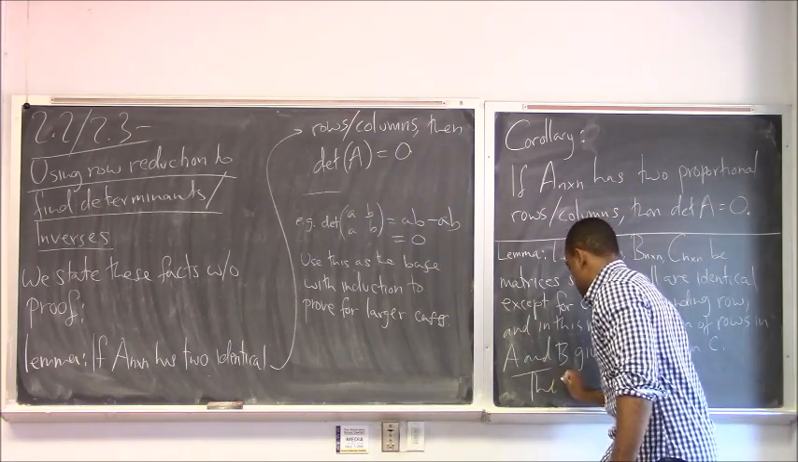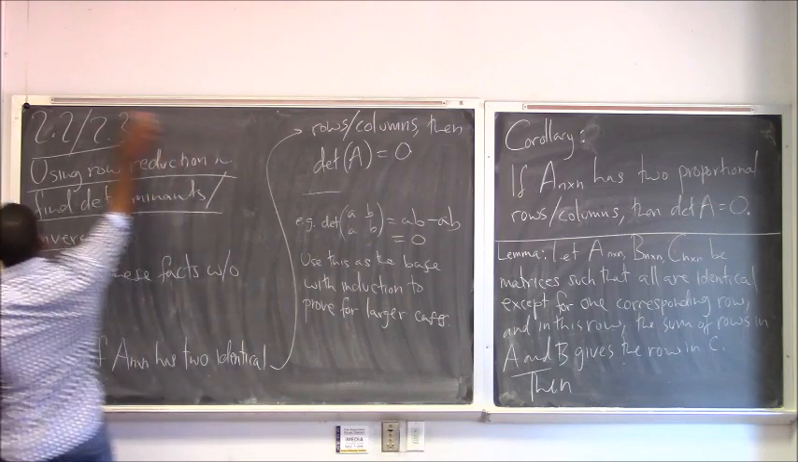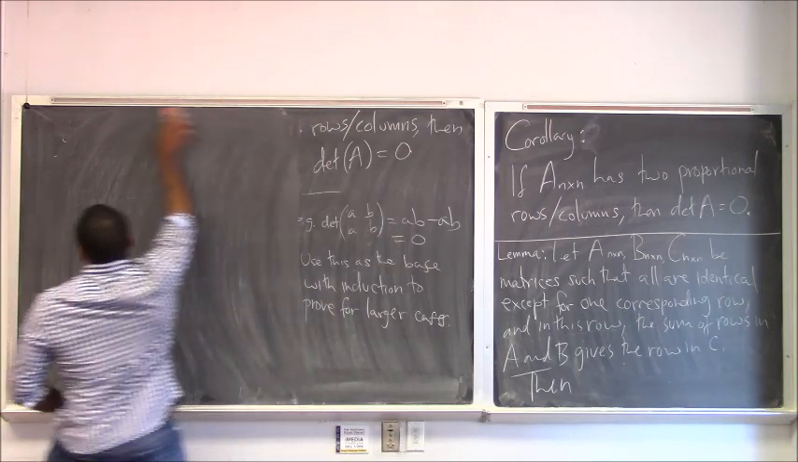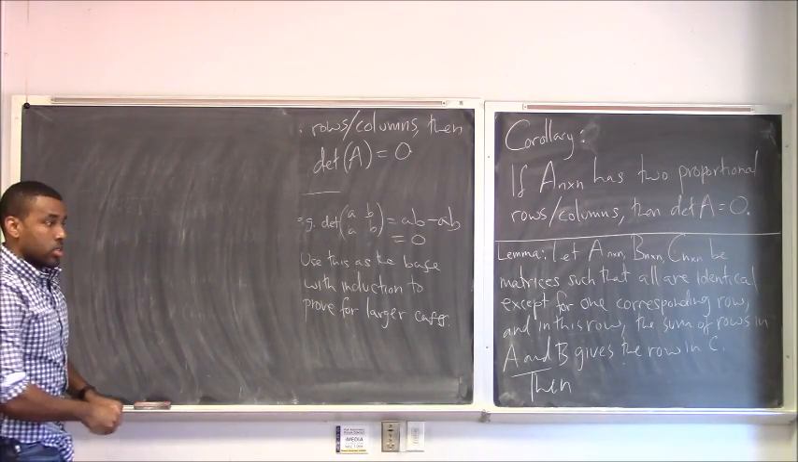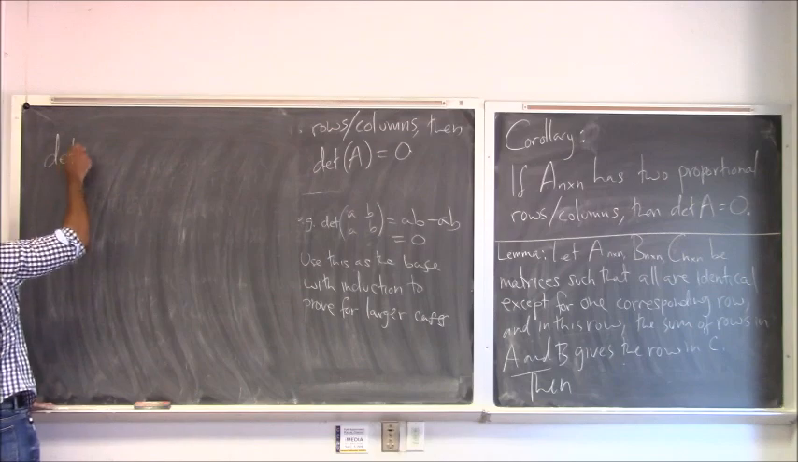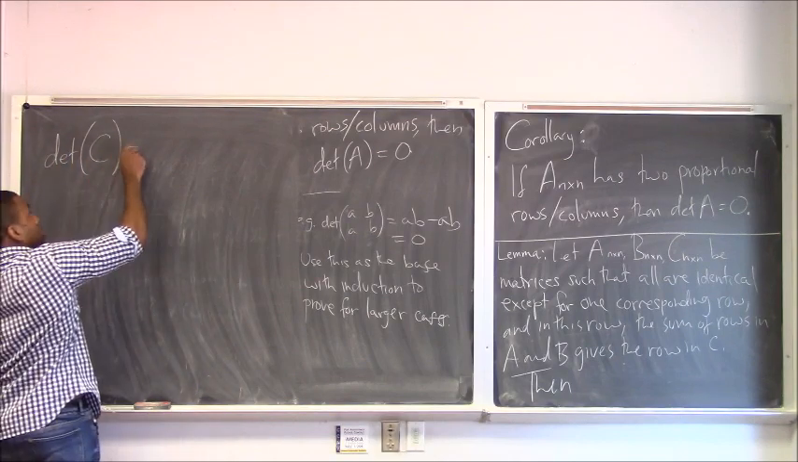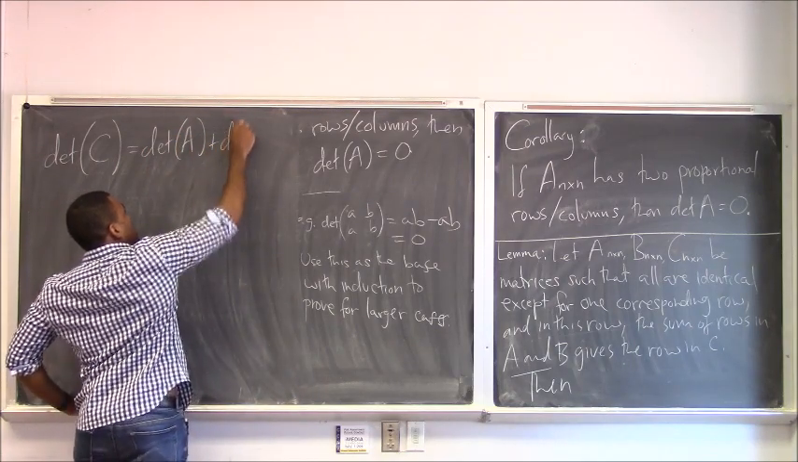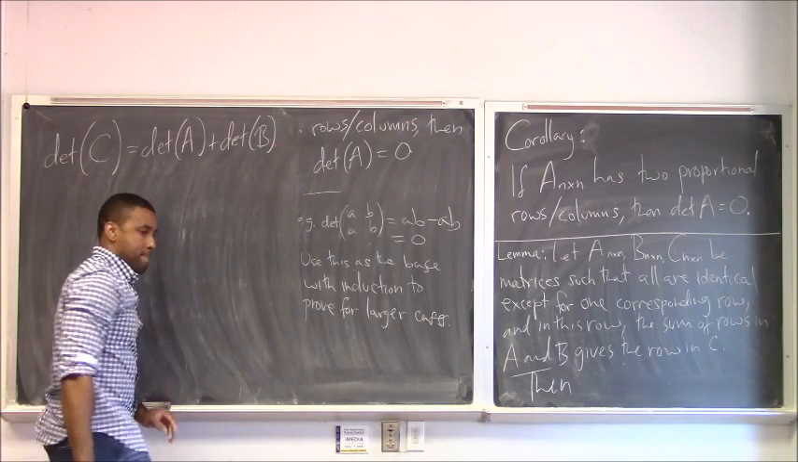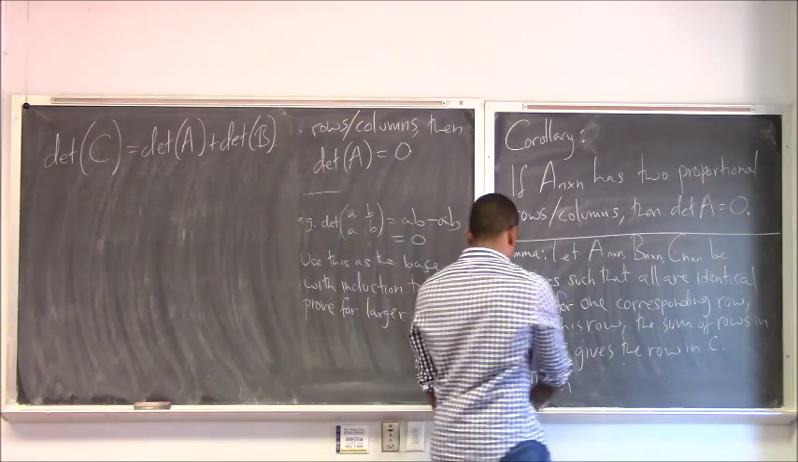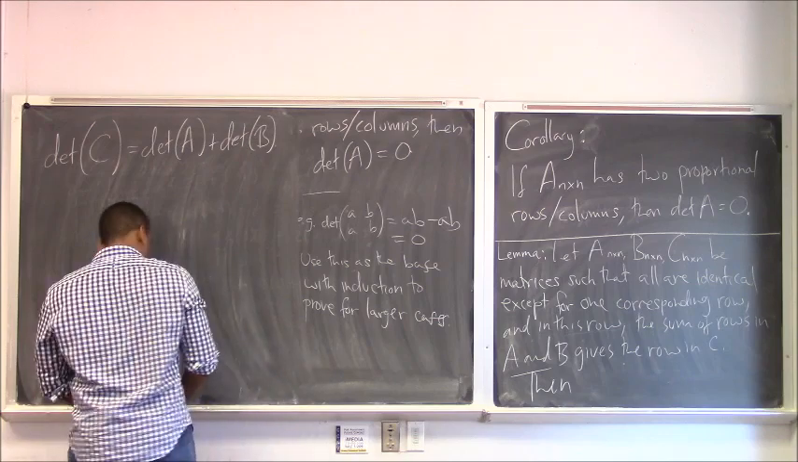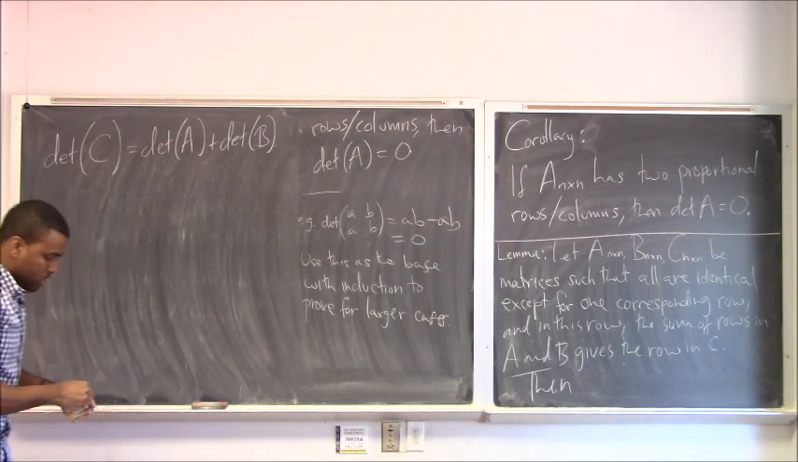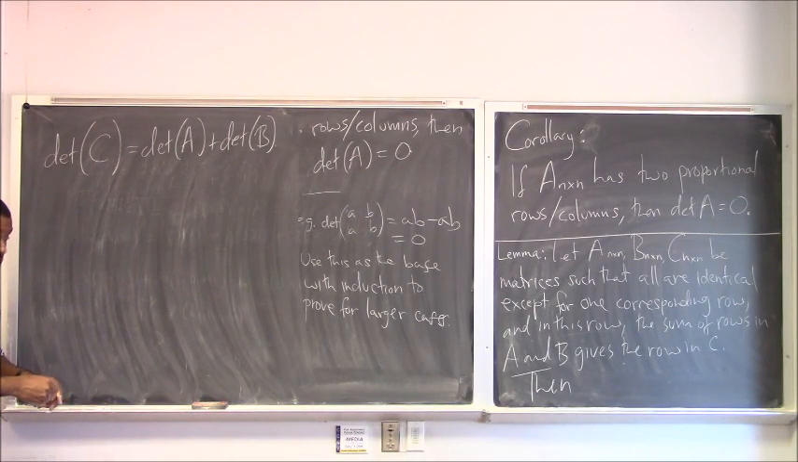Then here's the conclusion. The determinant of C is going to be equal to the determinant of A plus the determinant of B. Which seems like a very strange fact, but it's going to be very useful for us.